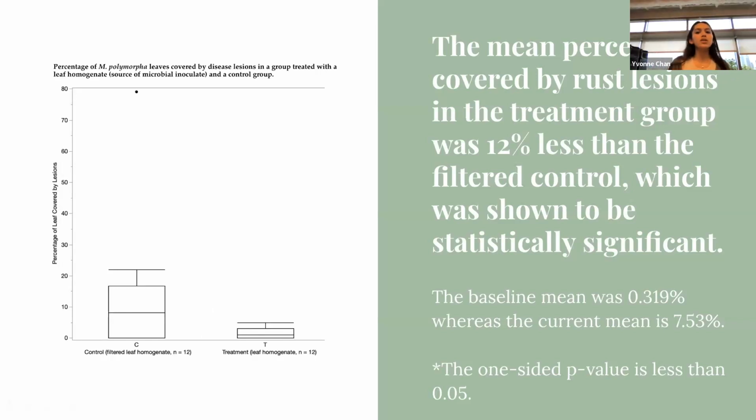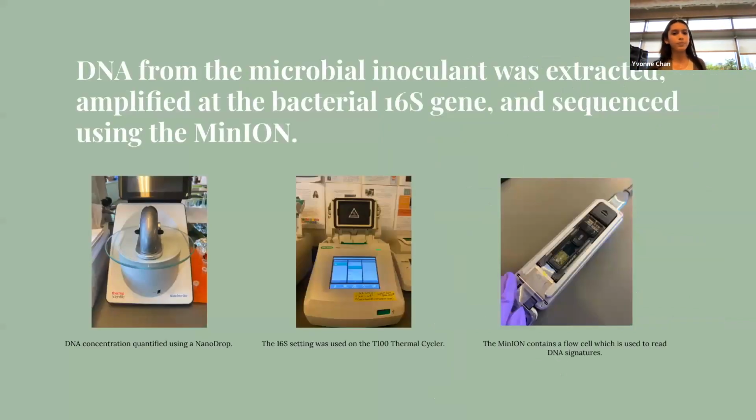The mean percentage covered by rust lesions in the treatment group was 12% less than the filtered control, which was shown to be statistically significant using a one-sided t-test, as the p-value was less than 0.05. This shows that we are aligning with our hypothesis that indigenous microorganisms, and increasing the microbial diversity of a plant's environment, can indeed help it develop pathogen resistance.